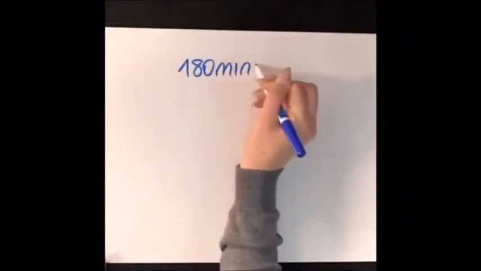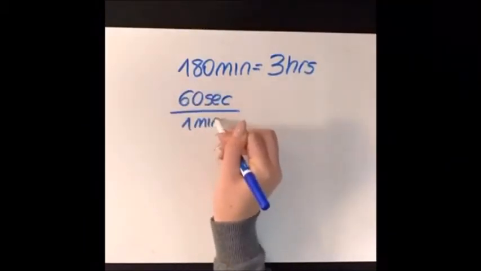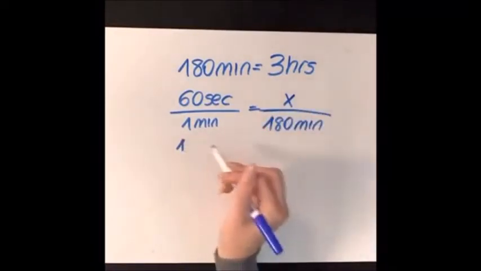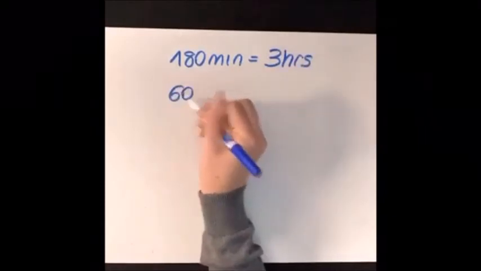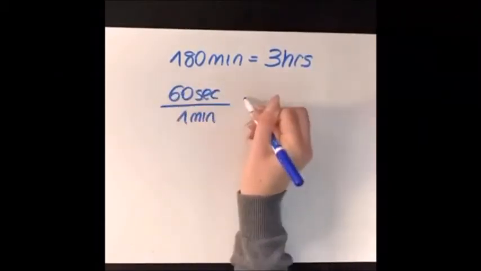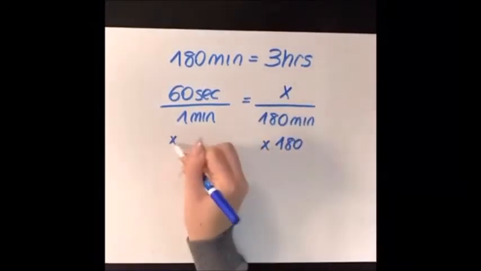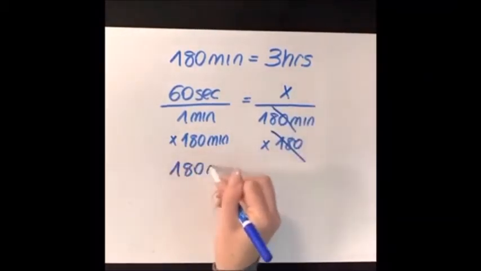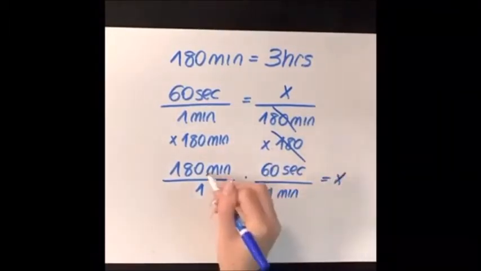Now that you know that 180 minutes equals 3 hours, you set up another equation of 60 seconds over 1 minute equals x over 180 minutes. Now that you have this equation, you multiply 180 minutes to both sides. Once you do this, you end up with 180 minutes over 1 times 60 seconds over 1 minute equals x.